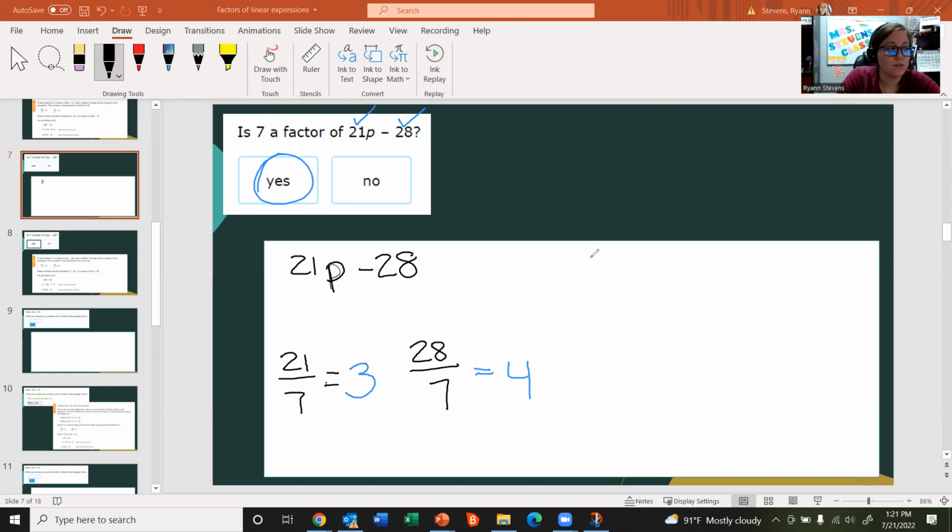Then we can factor out that 7 and rewrite this. Divide both of these by 7, and we could rewrite this as 7 parentheses, 21 divided by 7 is 3p, and then negative 28 divided by 7 is a negative 4.